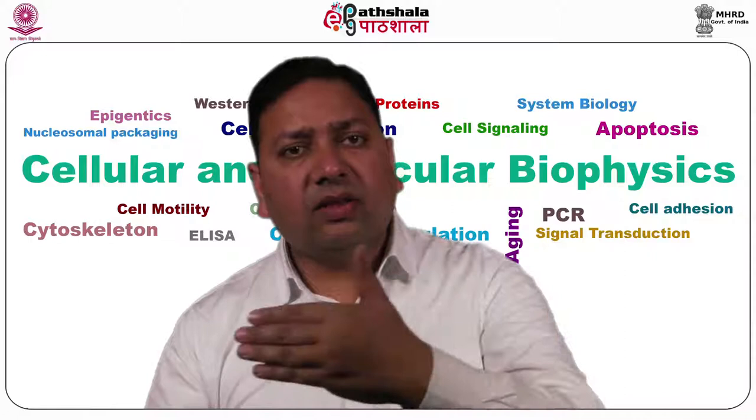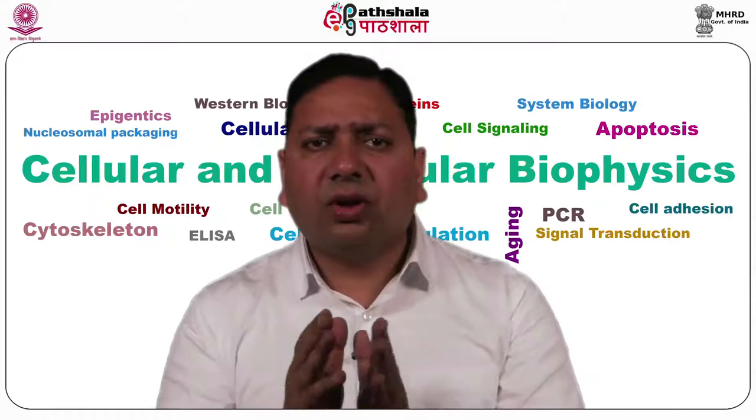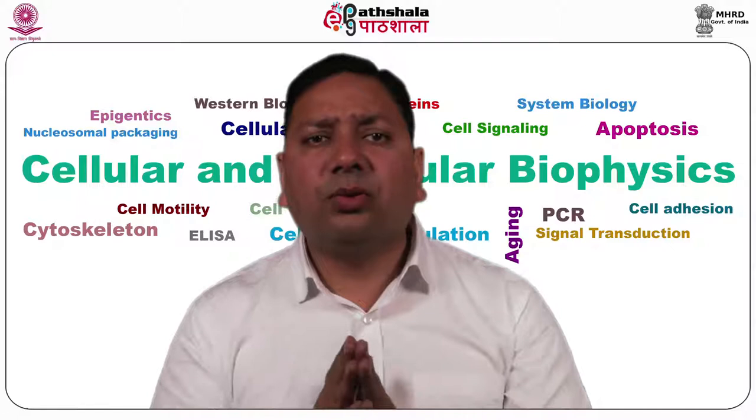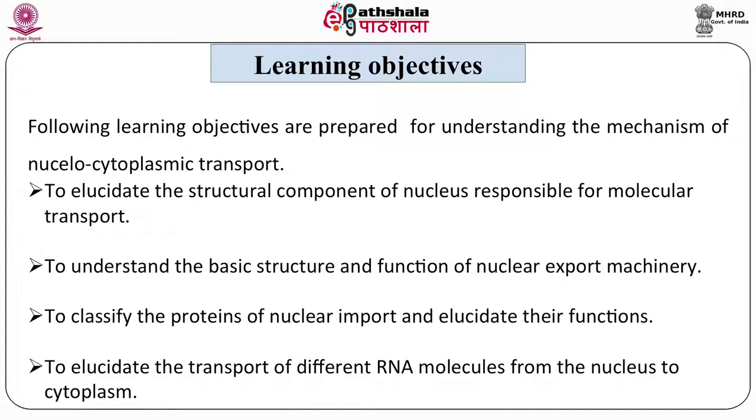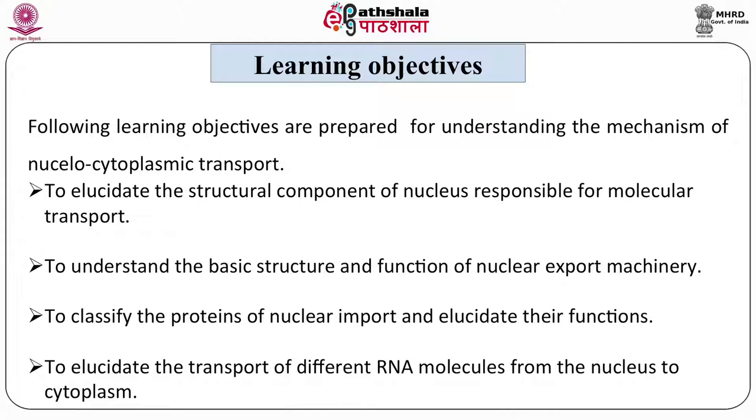The present module provides information on nucleocytoplasmic transport and also structural elucidations of moieties which are responsible for these transport functions. We have summarized the following learning objectives. Number one, to elucidate the structural components of the nucleus responsible for molecular transport. Number two, to understand the basic structure and function of nuclear export machinery. Number three, to classify the proteins of nuclear import and elucidate their function. And lastly, number four, to elucidate the transport of different RNA molecules from nucleus to cytoplasm.